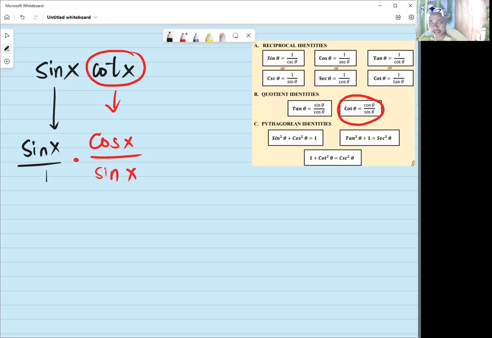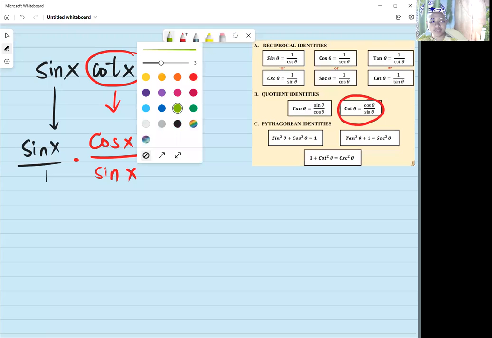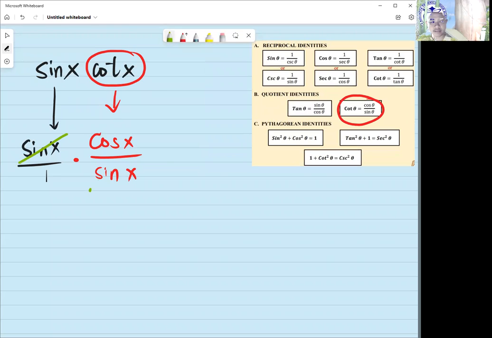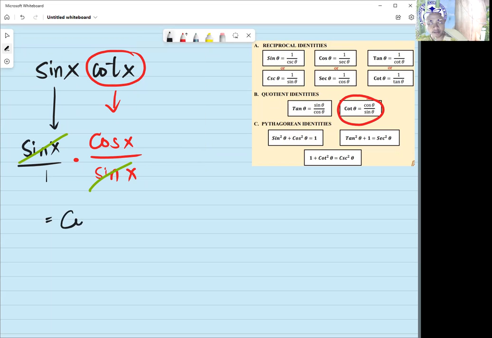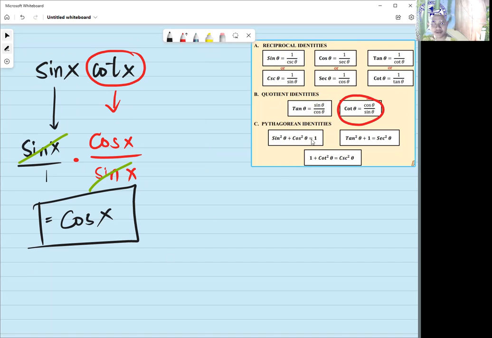What will we do next? Type it in the chat box, please. Okay, nakapag-simplify na yung isa nating classmate. That's correct. Okay, let's cancel sine x. So therefore, we will end up with cosine x. Can you follow? Very good. One more. Another example pa.